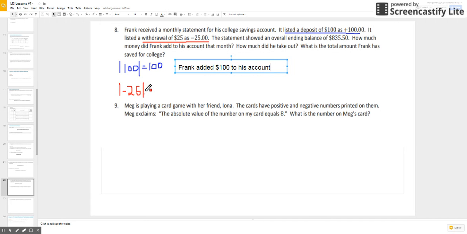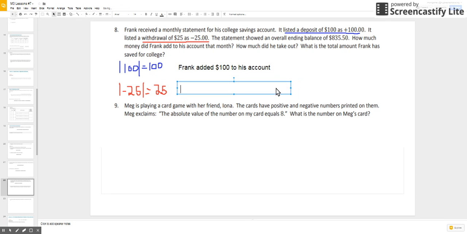So how do I write this as a statement? In relation to Frank's account, what he didn't add to it, he took from it. So Frank took $25 out of his account. Remember the dollar sign, I always see this a lot. The dollar sign for both of these goes in front. The dollar sign does not go behind. So please make sure you're not making that mistake.